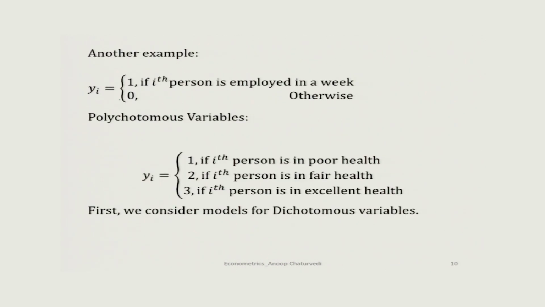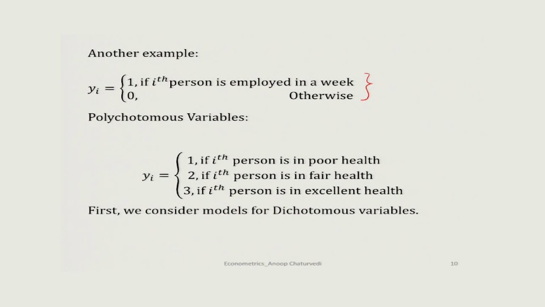Then suppose yi is equal to 1 if the ith person is employed in a week and 0 otherwise. Again, yi is a dichotomous variable. It takes values 1 or 0. And sometimes your variable may be classified into more than 2 categories. So, such kind of variables are called polychotomous variables. So, yi is equal to 1 if the ith person is in poor health, 2 if the ith person is in fair health, and 3 if the ith person is in excellent health.